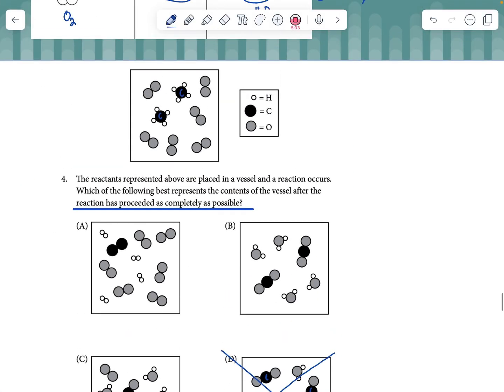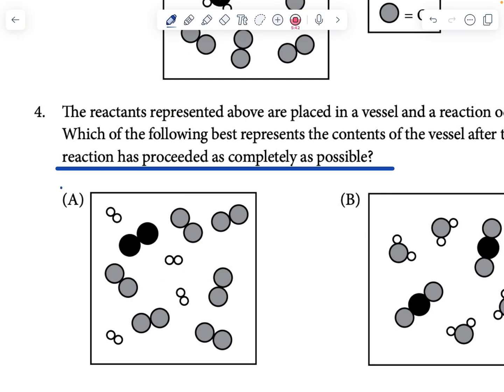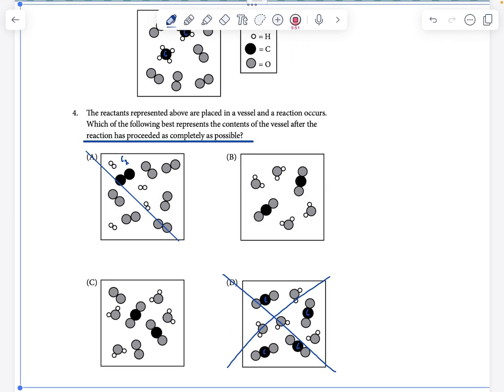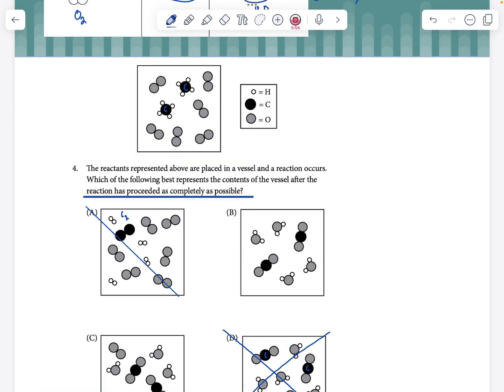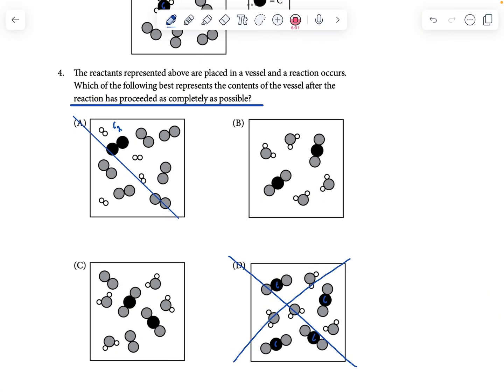Secondly, we know that these carbons are not going to form bonds with each other because that's not how carbons work. So we know that A is not going to be it. If you'll notice, carbon is not a diatomic element, so we're not going to ever have a C2. We'll have some H2 and O2s, but we'll never have a C2. So we know that A is not going to be our correct answer. So now we're left with B and C.